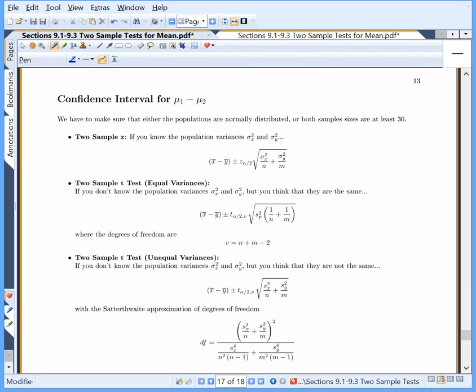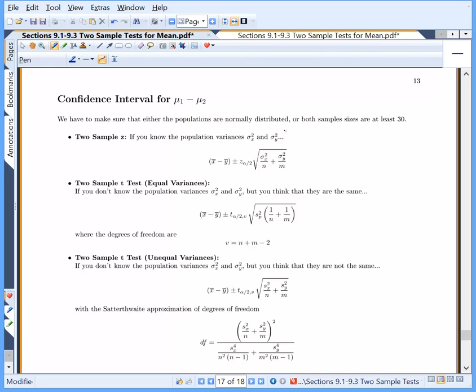Now, in all of these tests we've done, all we've been able to say is whether one mean was greater than or less than or not equal to the other mean, but we couldn't say by how much. The way that we address that is we find confidence intervals. Just like we had 3 different tests, we have 3 different confidence intervals. And again, the assumptions are either both populations are normally distributed or both sample sizes are at least 30, or some combination of the two.